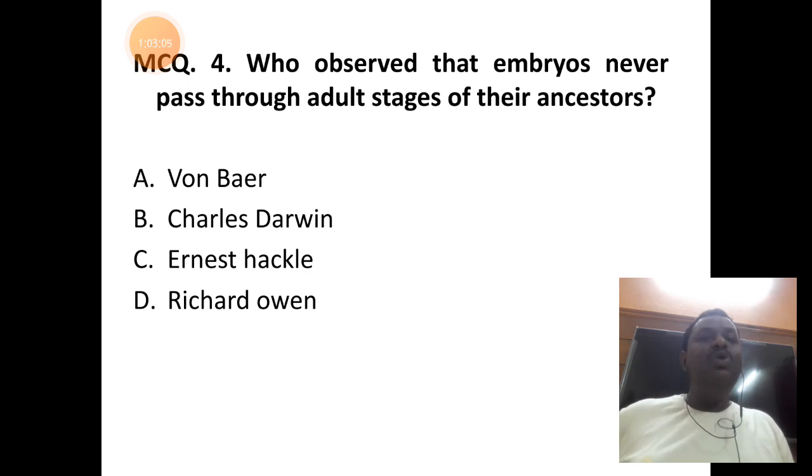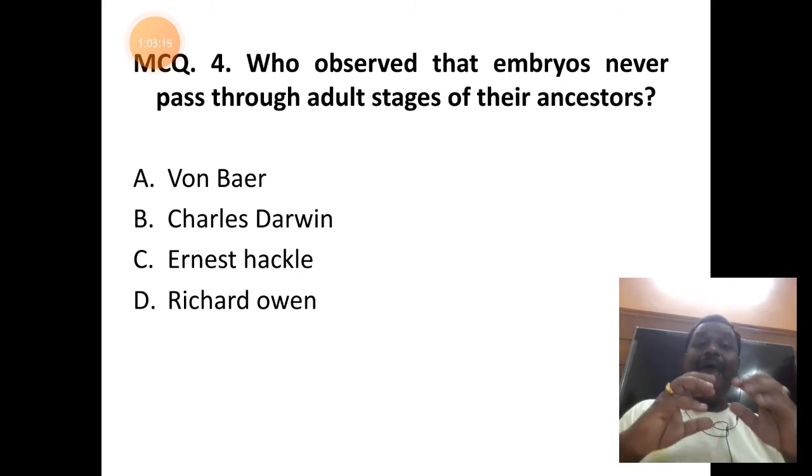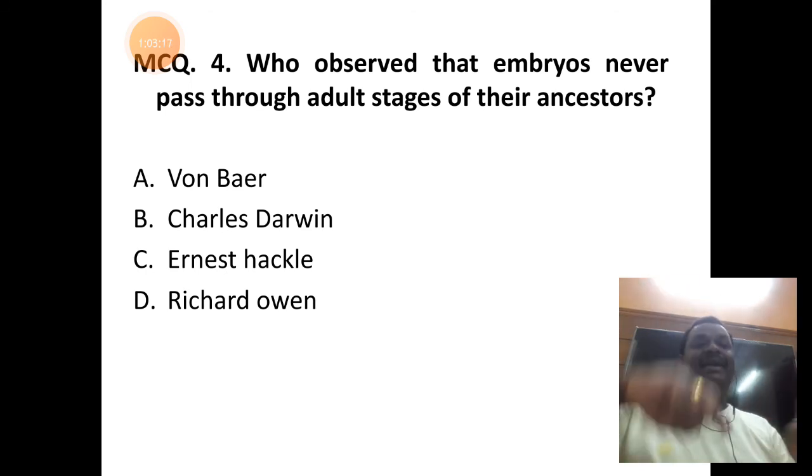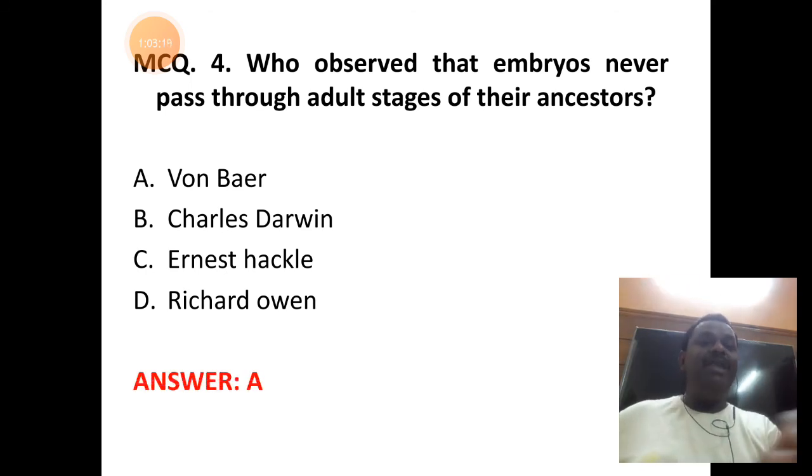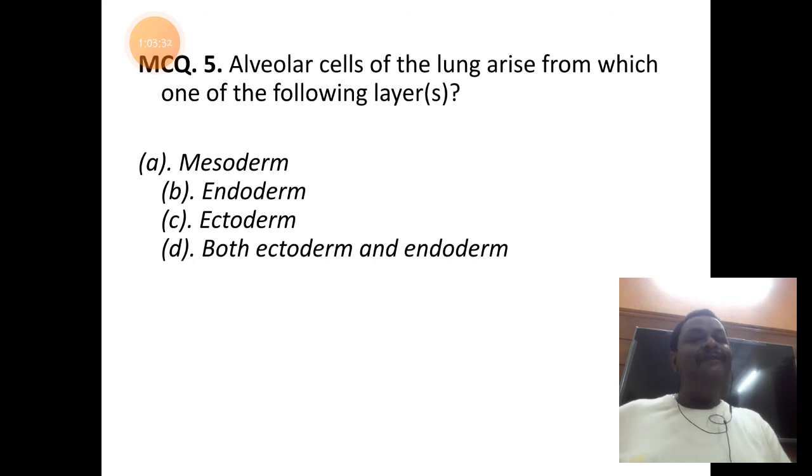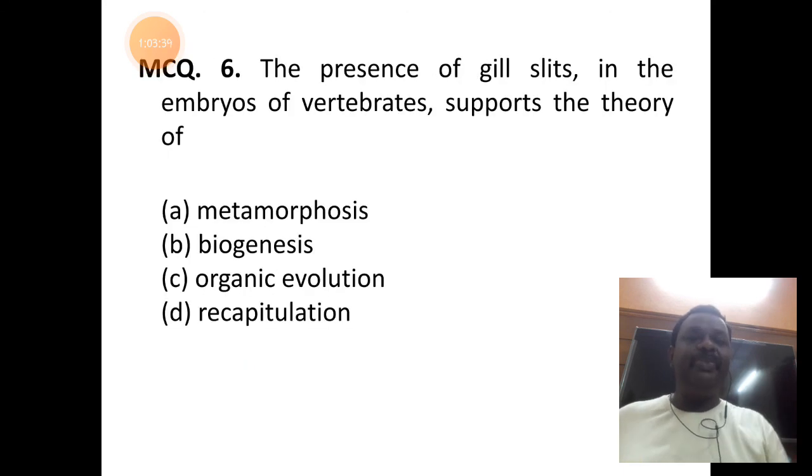Question 4. Who observed that embryos never pass through the adult stage of their ancestors? So among these scientists, who observed that embryos will never pass through the adult characters? It is A, Von Baer, because Von Baer's principle says that adult characters are not seen in the embryonic stage of development. Instead, embryonic stages of our ancestors are seen in us. Next, alveolar cells of lungs arise from which of the germ layers? It is endoderm. So the answer is B.